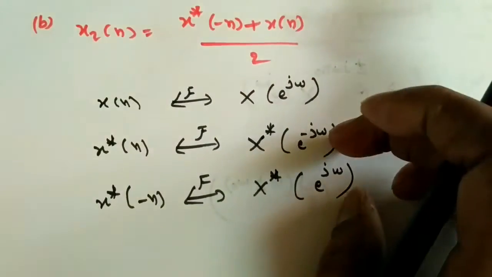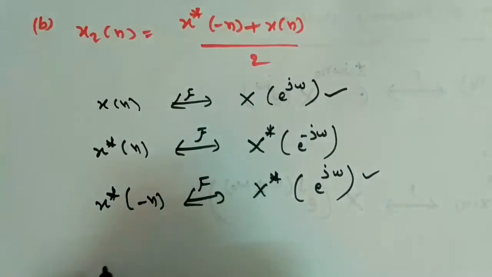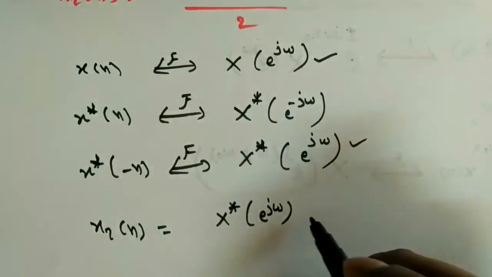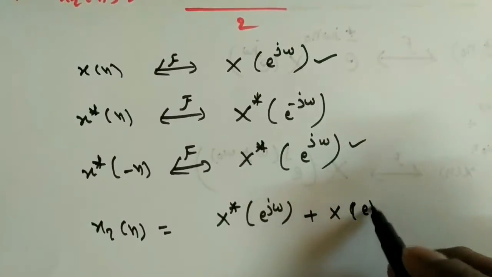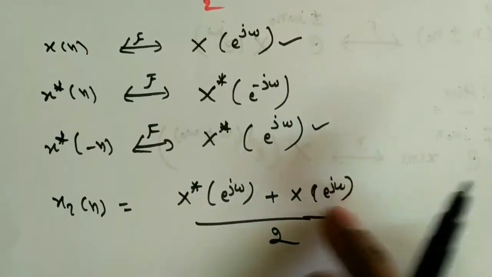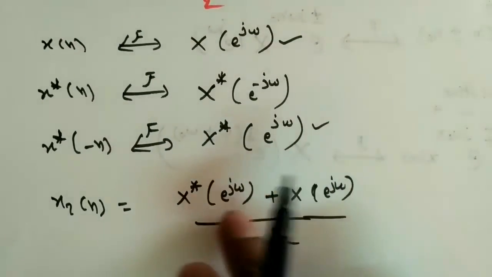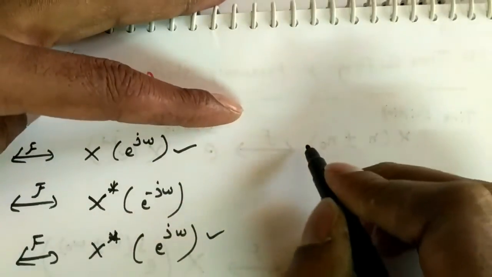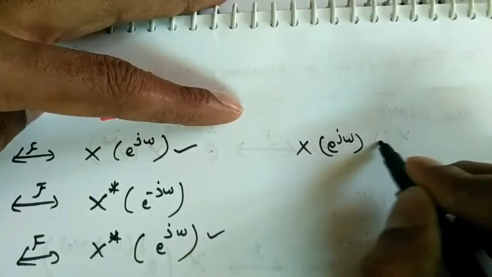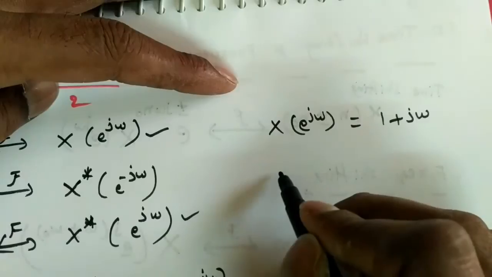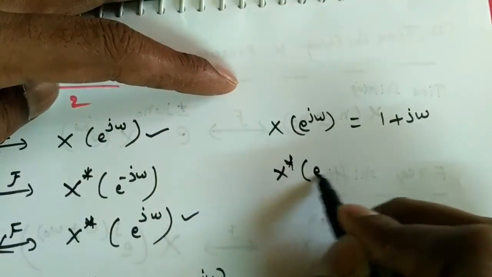Now we need to add these two, this one and this one, then what will we get? x2 of n is equal to x conjugate of e power jω plus x of e power jω, by 2. So one is conjugate, one is normal. So the imaginary part will be cancelled, then we will get only the real part. I'll take an example. Suppose x of e power jω is equal to, I'm just taking an example, suppose 1 plus jω.